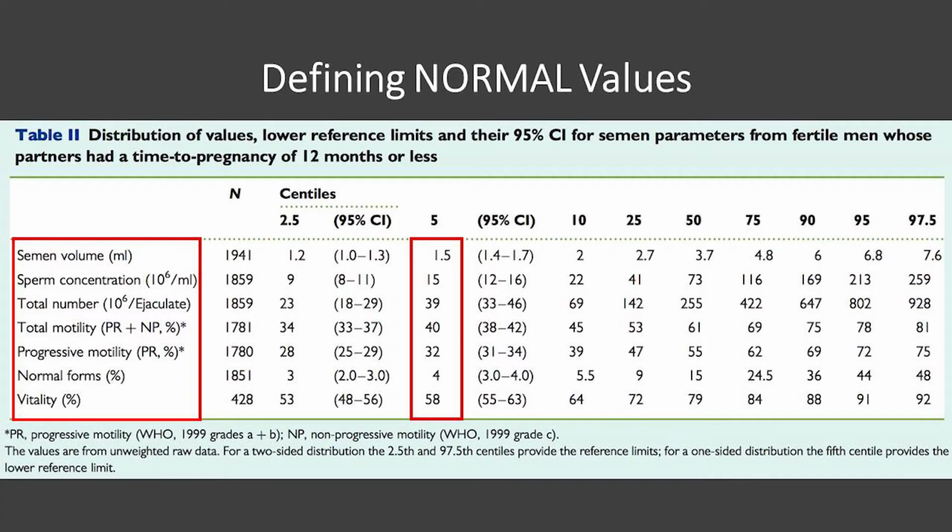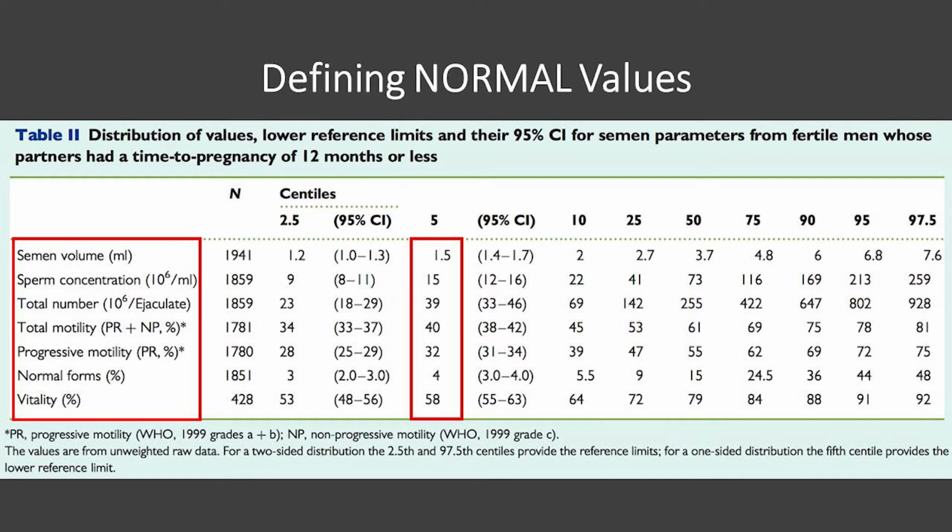So when we look at the actual data from the study, you can see here on the left-hand side with the red box are the variables associated with the semen analysis. If you look at the red box in the middle of the slide, you can see this lower 5th percentile. So as a result, we see semen volume is 1.5 cc's as a lower limit of normal. We see that sperm concentration is 15 million. Total sperm count is 39 million.